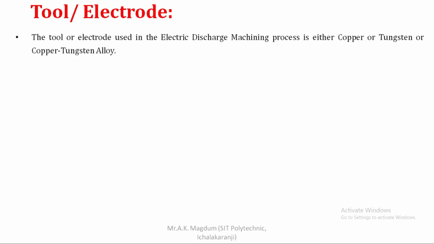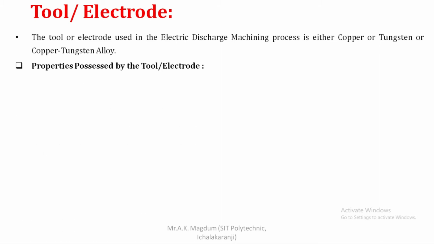Next one is the tool electrode. We generally use the word tool, while some authors write electrode also. The tool or electrode used in the electric discharge machining process is either copper or tungsten or a copper tungsten alloy.